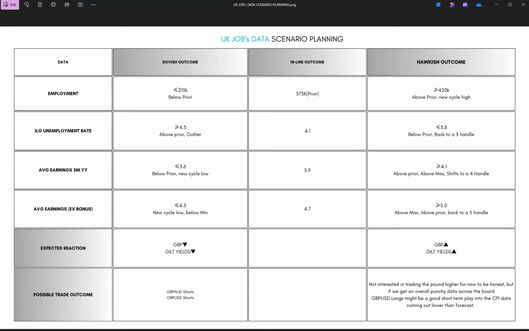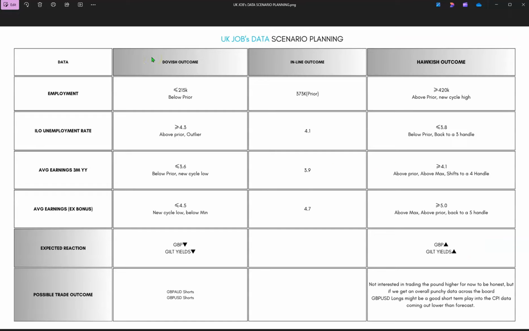Then if we take a look at the hawkish outcome, I want to be seeing a 5.0 or higher. A 5.0 puts us above the max, puts us above the prior, and is back to a 5 handle. That should be really interesting if we do get there, but I really doubt we are going to get there. And then for your expected reactions, the baseline expectation for a dovish outcome is going to be pound downside and gilt, which is the pound yields, downside. Then for a hawkish outcome, same thing, pound upside and also gilt upside.